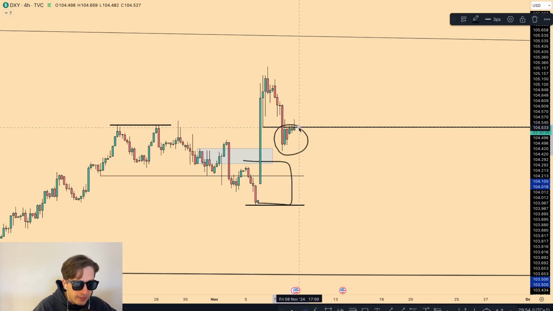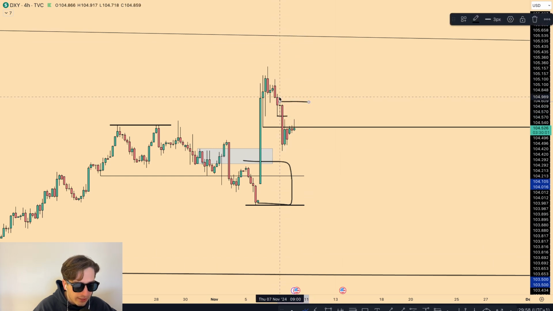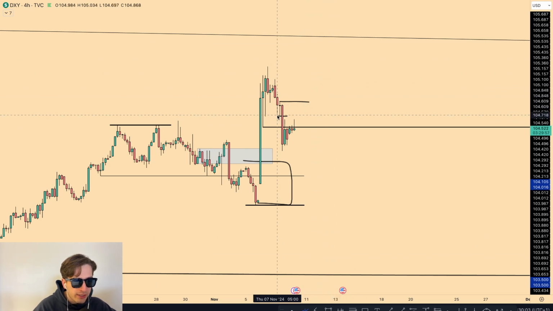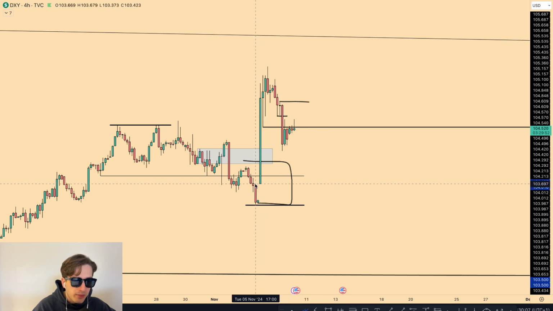For now we're just consolidating. Let's wait and see if we can get a 4 hour change of character over here after breaking this high. This for me would be the confirmation for further upside from the dollar index. Otherwise I would just expect this to give another bearish reaction down, maybe even fill this gap.